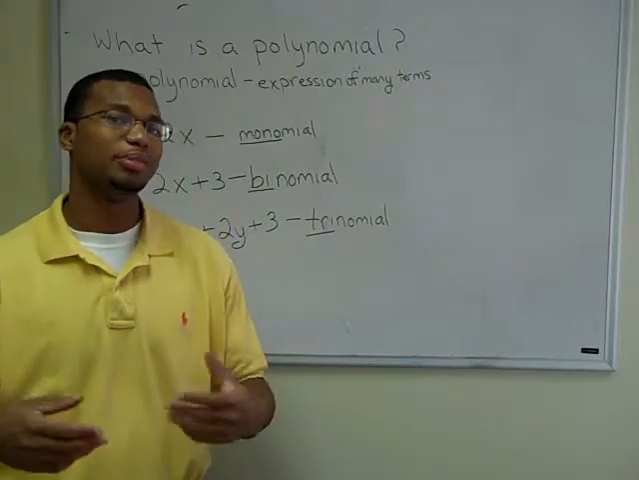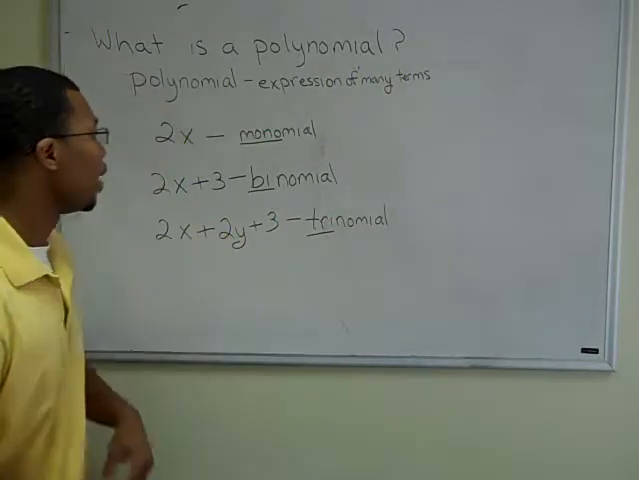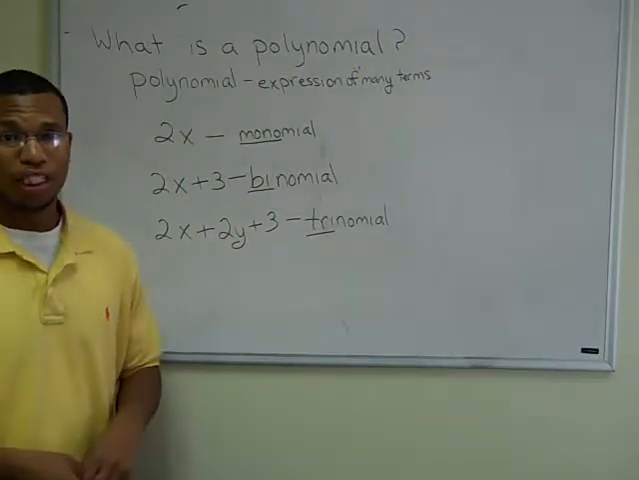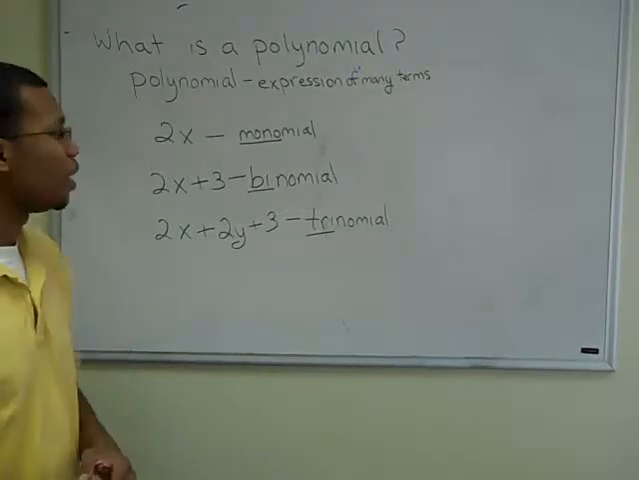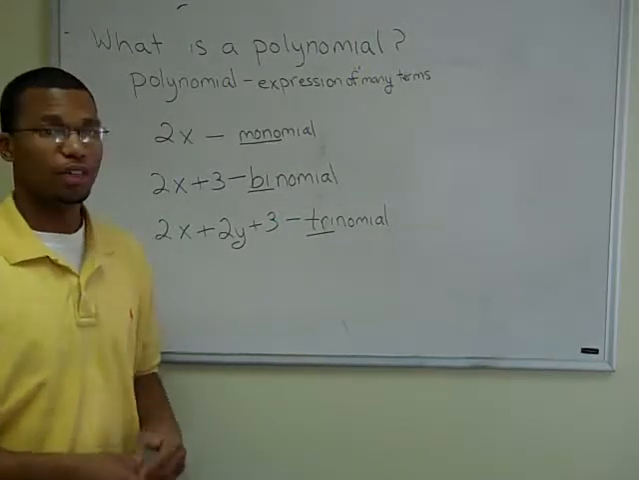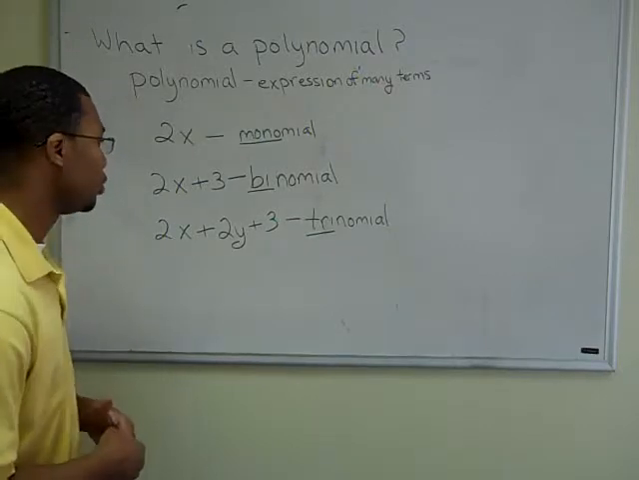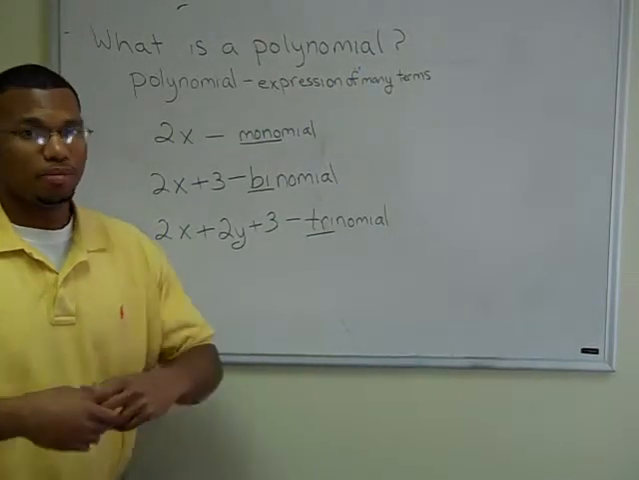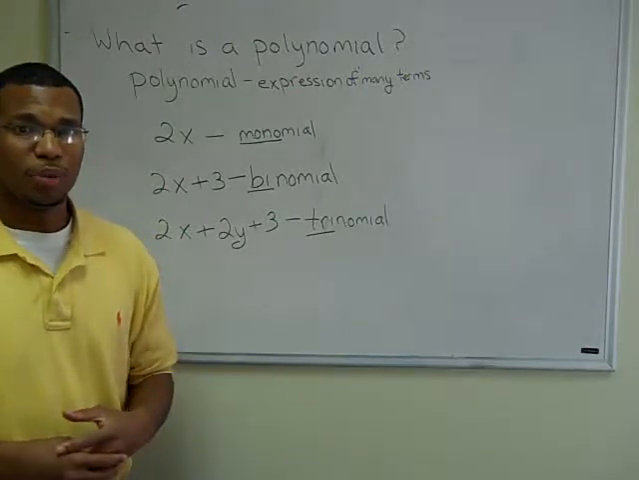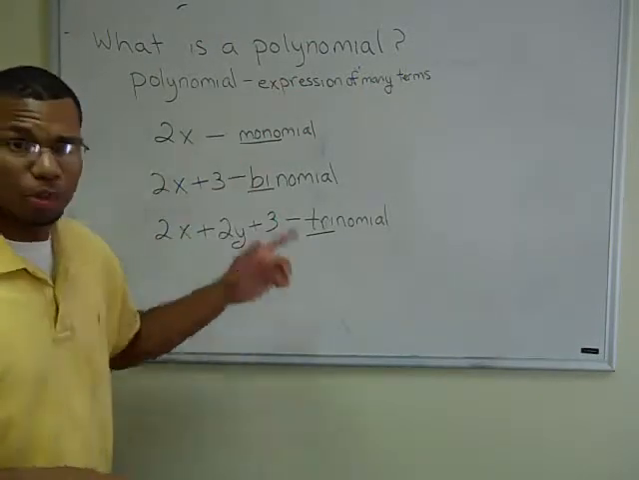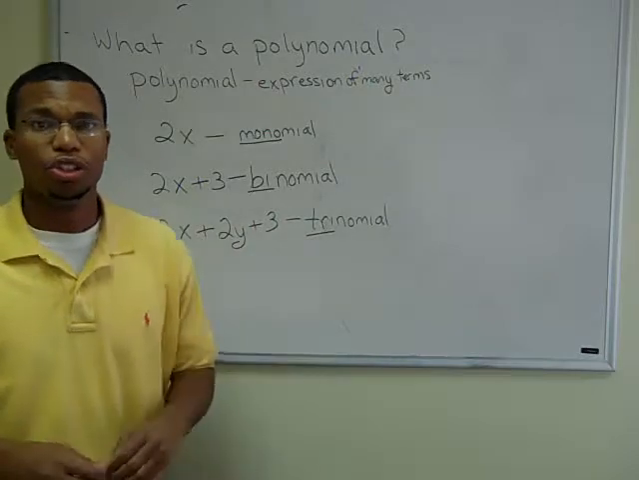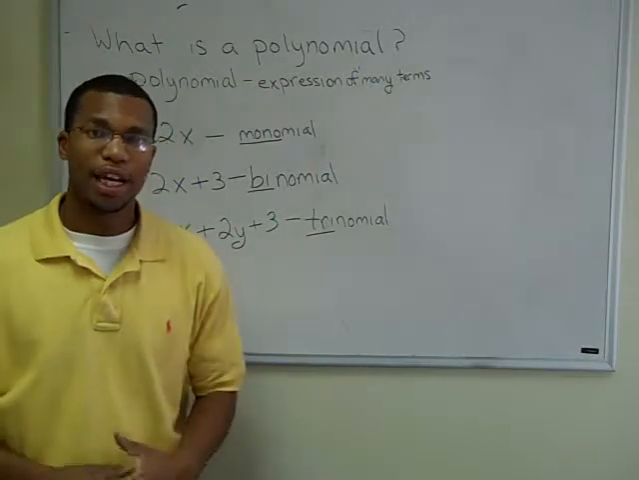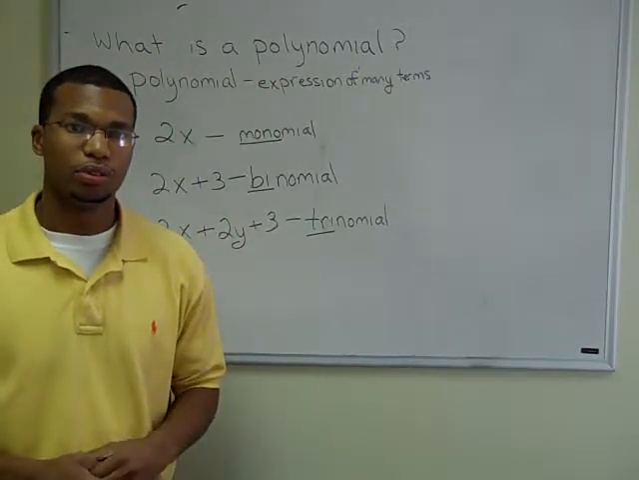Now, we have different types of polynomials. We have a monomial, which is an expression with one term. We have a binomial, which is an expression of two terms. And we have trinomials, which is an expression of three terms. But to simplify things, we usually don't say monomial or binomial or trinomial. Usually we group them all into one big category and call them polynomials.